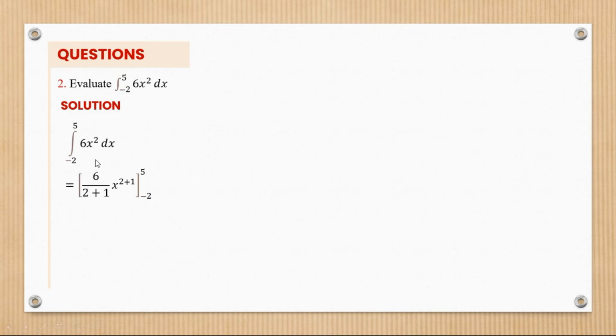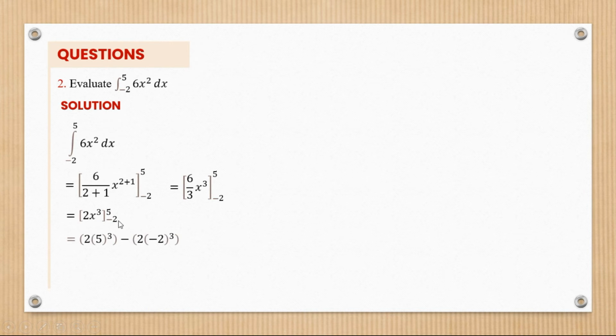Basically, let's integrate this. We add 1 to the power 2, giving 2 plus 1, then divide by 2 plus 1. So this becomes 6 over 3 x cubed, but we know that can also be expressed as 2x cubed. Next we're going to plug in the limits.